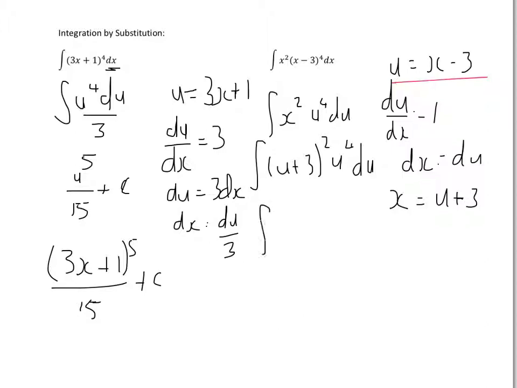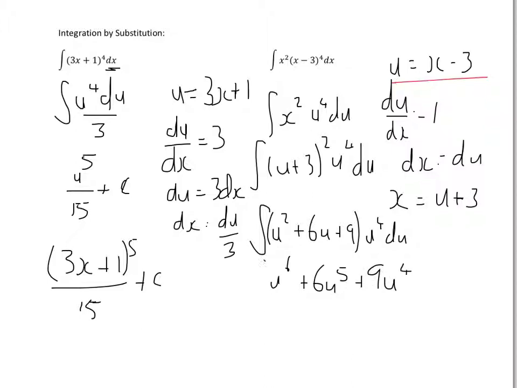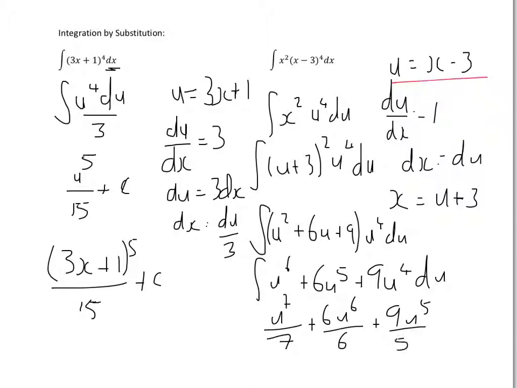Okay. Now this here, it's a lot simpler. We'll expand, giving us (u squared plus 6u plus 9) times u to the power of 4 du, which is u to the power of 6 plus 6u to the 5 plus 9u to the power of 4. If we want to integrate that, that's really simple. We just go u to the power of 7 over 7 plus 6u to the power of 6 over 6 plus 9u to the power of 5 over 5 plus c. And the final step is to substitute that x minus 3 back in where there was a u. So replace each u with an x minus 3.